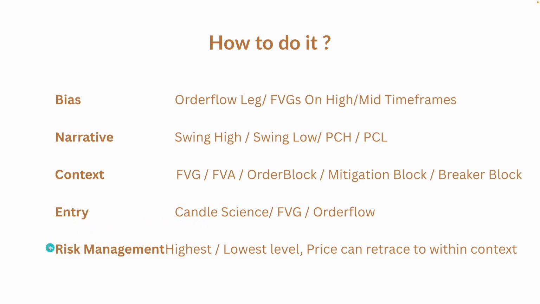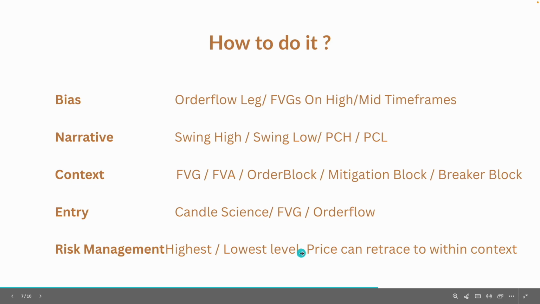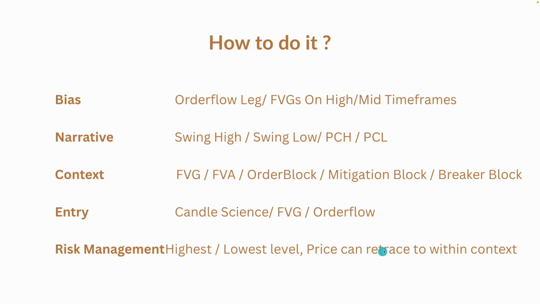we need to have risk management. What is risk management? Which level should the risk management be assigned to? It is the highest or the lowest level price can retrace to within the context. So we are moving from this PD array to that PD array. While moving from context to the narrative, context is the lowest or highest price from which price has started reaching the target. So it is the lowest or highest level price can retrace to before reaching the target.